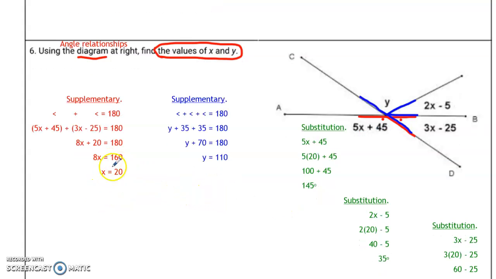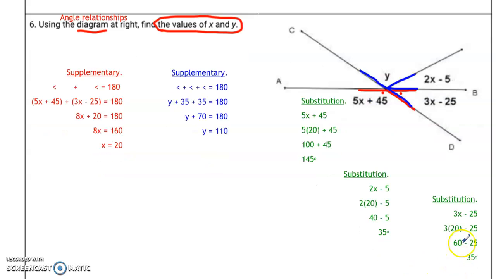Then once I get the value of x, I can substitute that x value into all of the x's in the problem. That's what I did here. I got 145 for this angle, and 35 each for these 2 angles over here. So this angle's 35, and this angle's 35. That's not always going to be exactly the same. It just happens to end up like that in this question. Then the next thing I'm going to do is supplementary again. This time I have 1, 2, 3 angles that add up to 180 because these 3 angles form a straight line when you put them together.